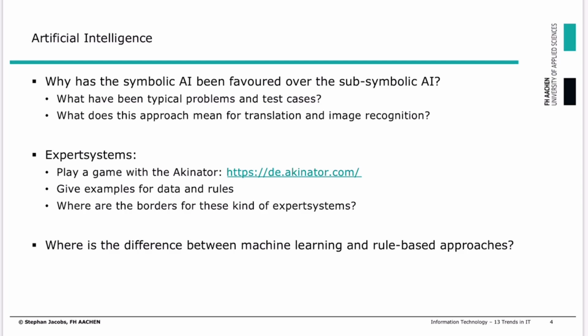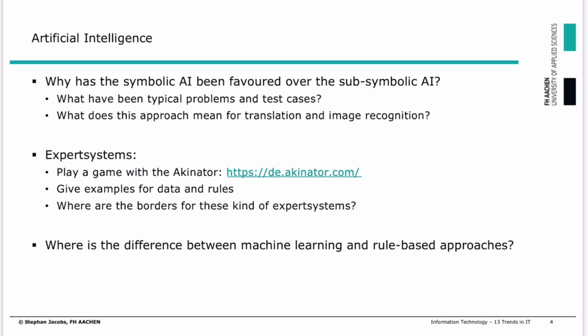Let's talk about artificial intelligence. There are two different ways to do AI. First, symbolic, and second, subsymbolic. Symbolic means you define rules and statements, and by that you are trying to derive new knowledge out of it. Subsymbolic is more that you try to build up systems which are trained and where you do not have clearly specified rules.